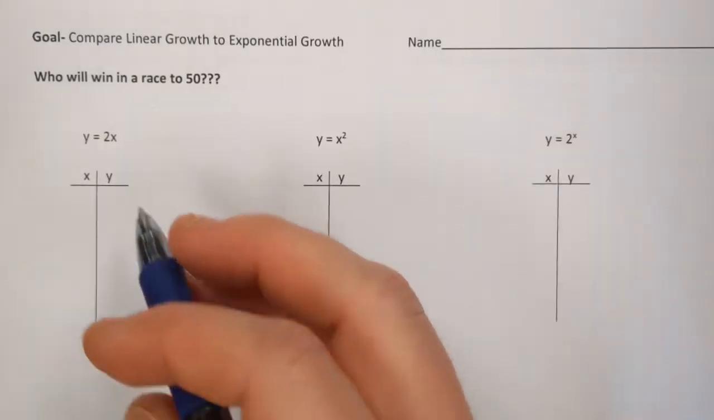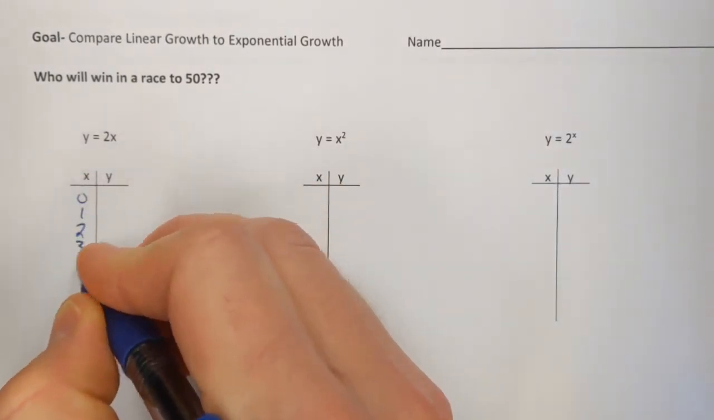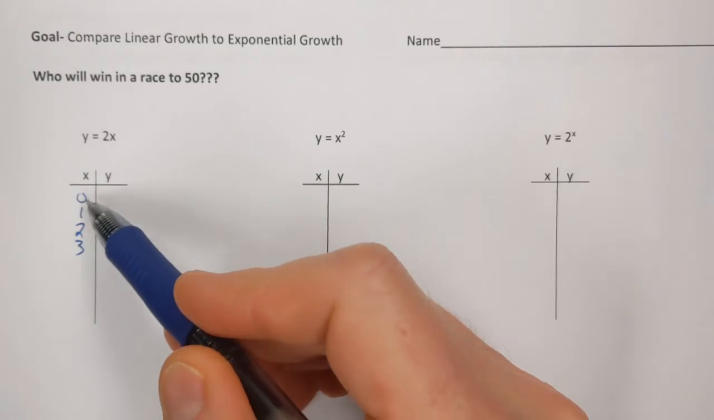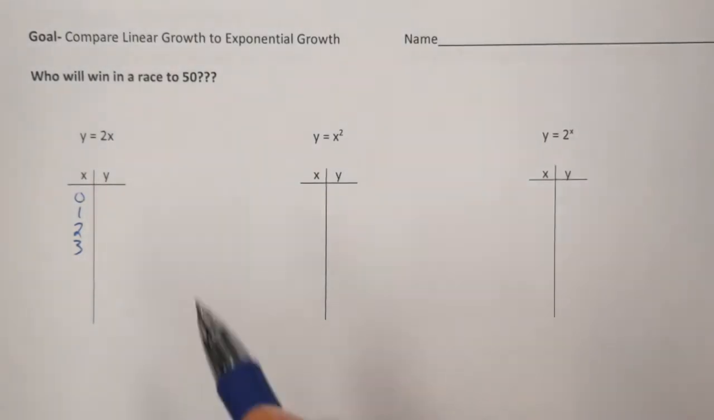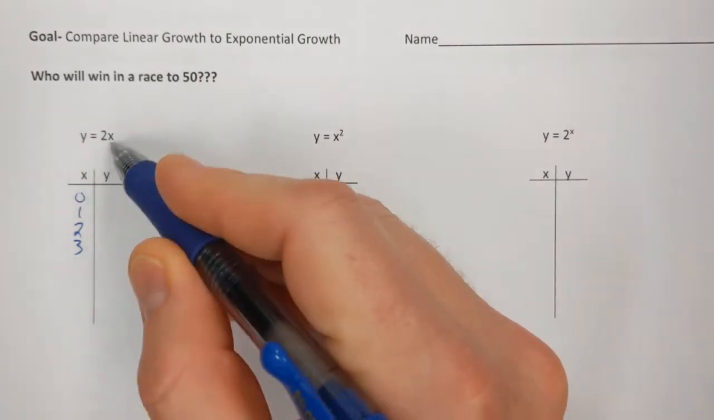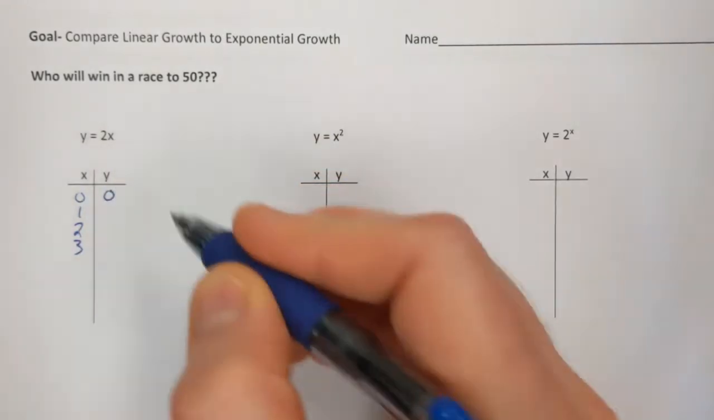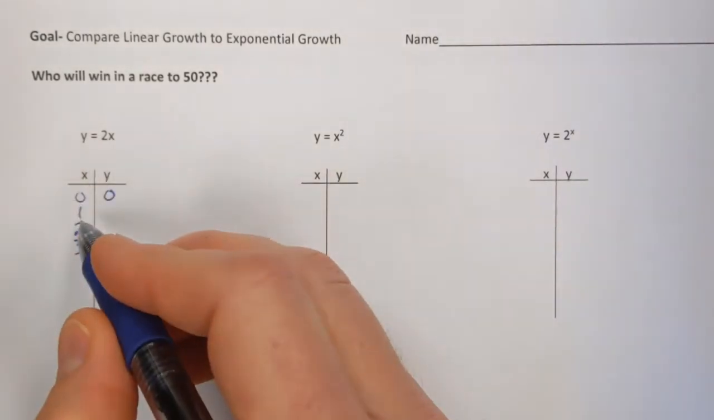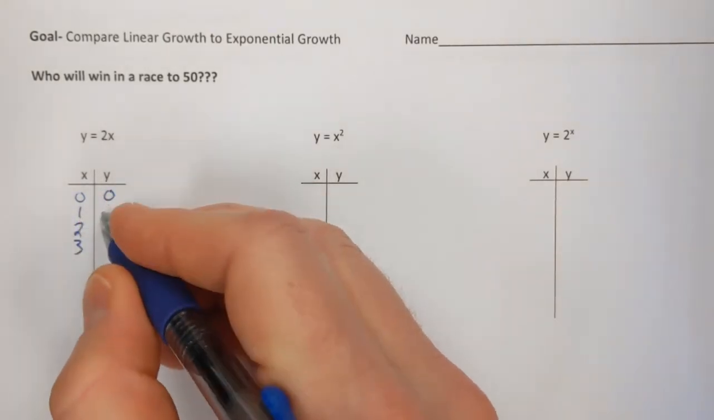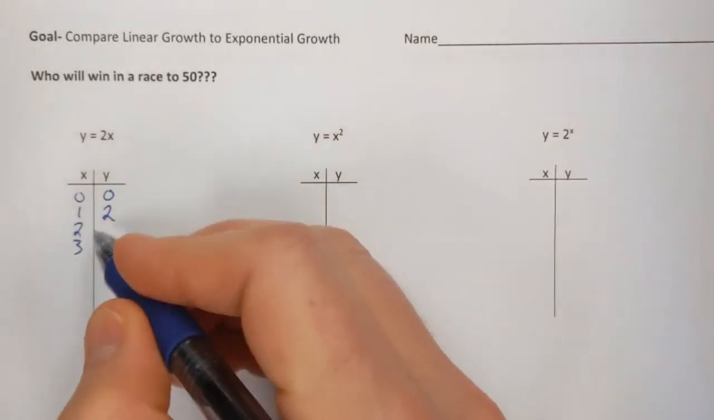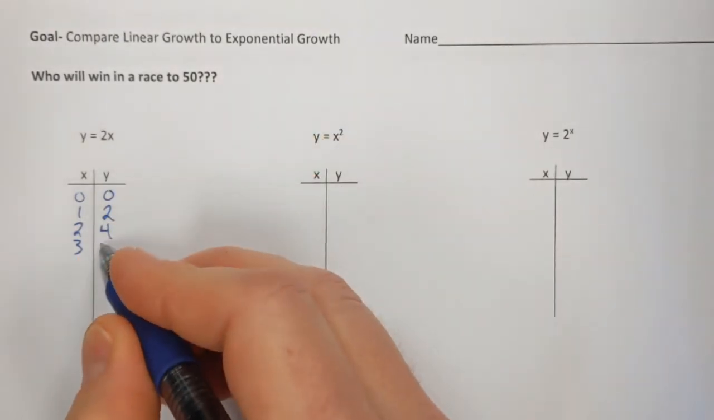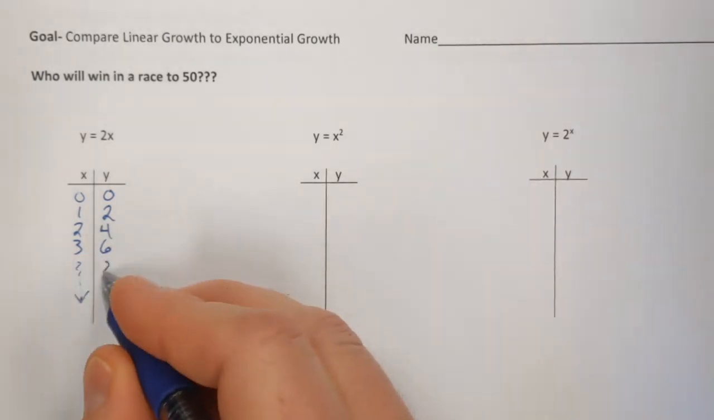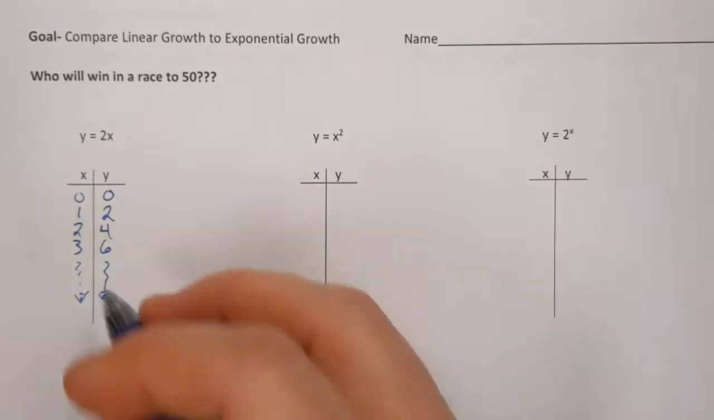Let me show you how we can set this race up. I'm going to write here in my x column the numbers 0, 1, 2, 3. And I'm going to pretend like x is the number of seconds in this race. After 0 seconds, if I plug 0 in for x in this function, 2 times 0 is 0. At 0 seconds, this function has traveled 0 steps, or 0 feet, whatever you want to call it. After 1 second, 2 times 1 is 2. After 2 seconds, 2 times 2 is 4. After 3 seconds, 2 times 3 is 6. The question is, how many seconds is it going to take for this function to reach 50?